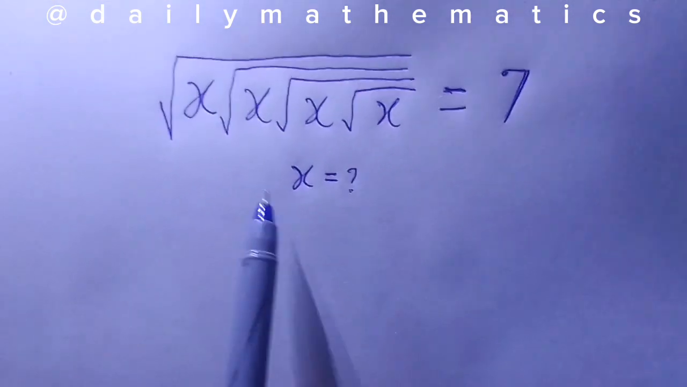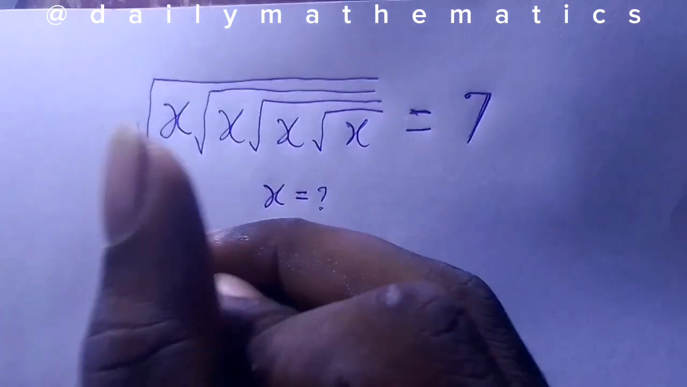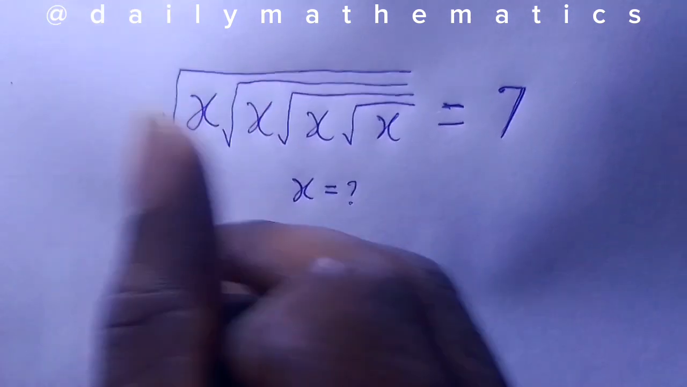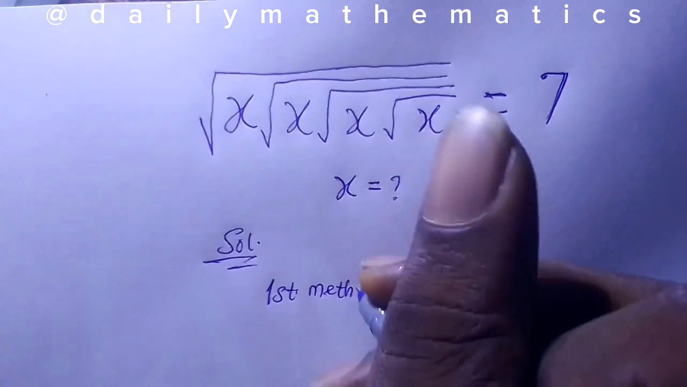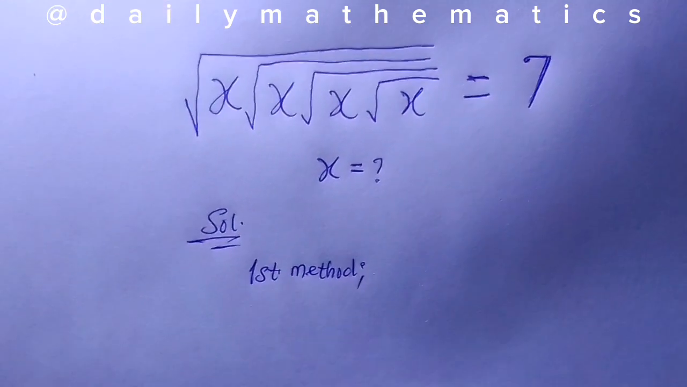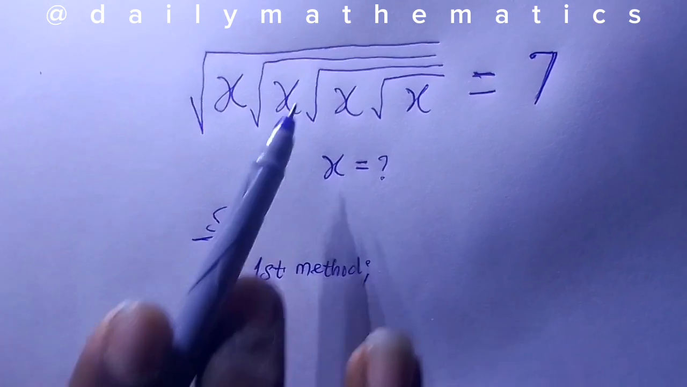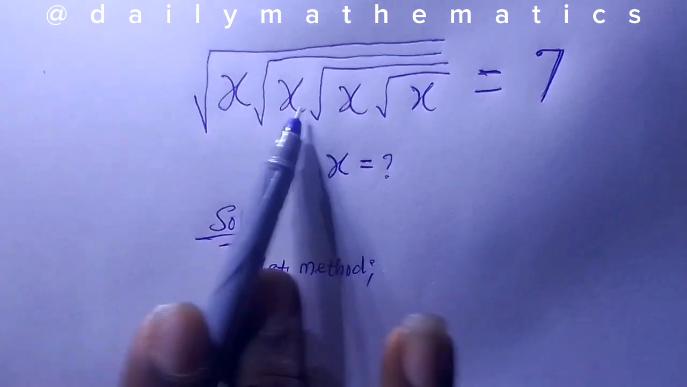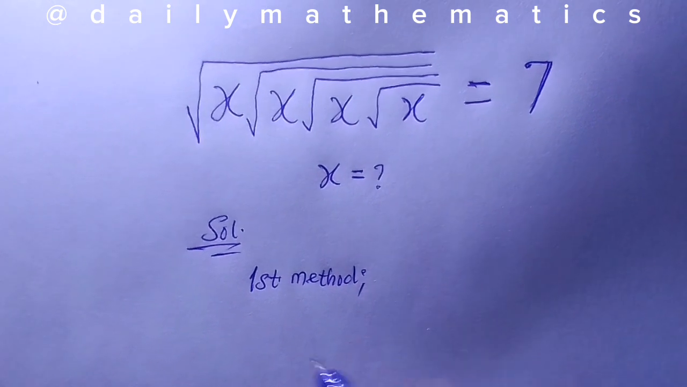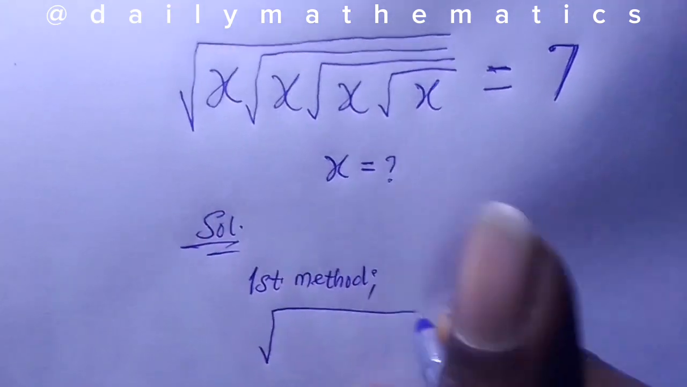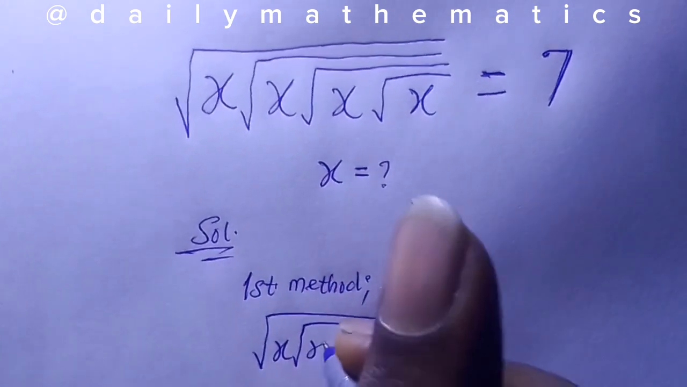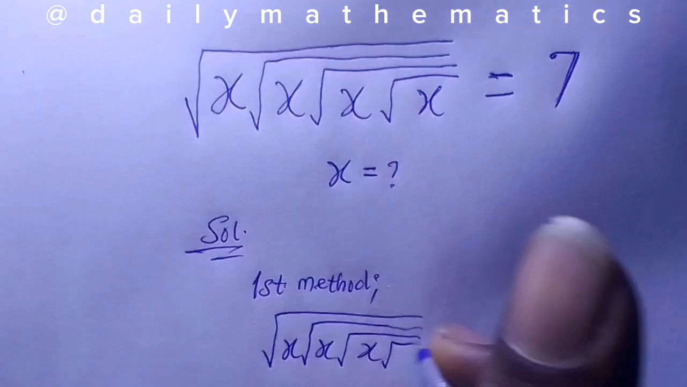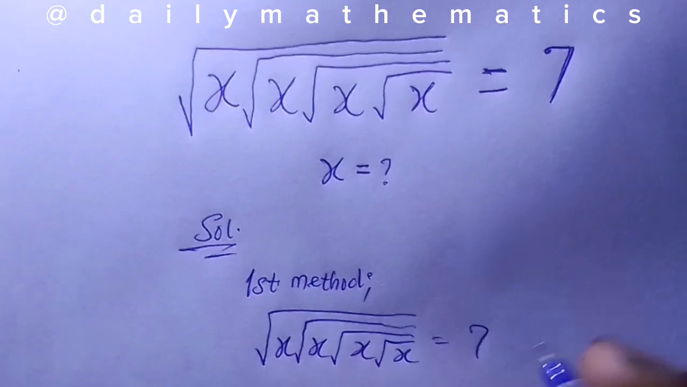We have two methods of solving this. So what's the first method? The first method of solving this is squaring both sides until we get rid of all these square roots at this part of the equation. The question says square root of x, root x, root x, root x equals 7.